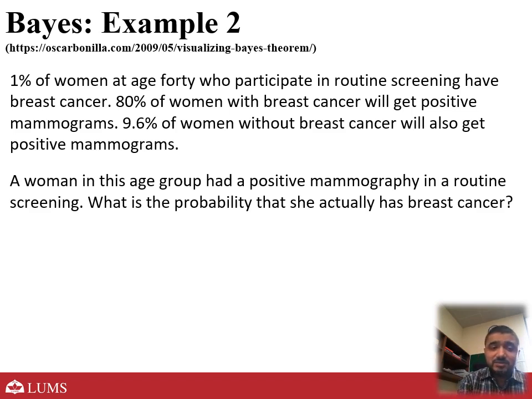Okay. And keep in mind that 1% of women at the age of 40 usually have this condition. So a woman in this age group had a positive mammography in a routine screening. What's the probability that she actually has breast cancer? Now it is a very relevant, very everyday example. Replace this disease with COVID, replace this disease with dengue, with any other medical testing. You will get similar numbers for that test, and this will explain to you a lot about what medical testing even means.